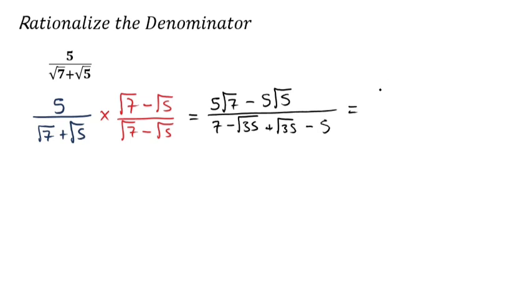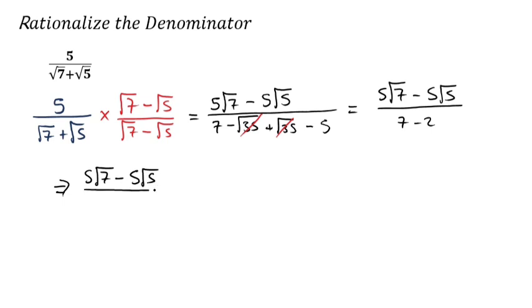So this gives us 5 root 7 minus 5 root 5 divided by 7 minus 5, because this cancels this. They are the same with different signs. So this implies that what we remain with is 5 root 7 minus 5 root 5 divided by 2.